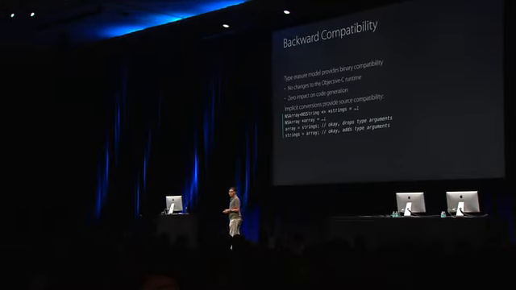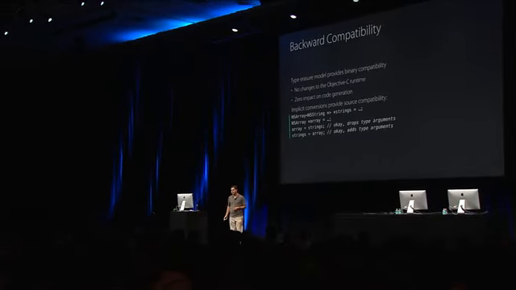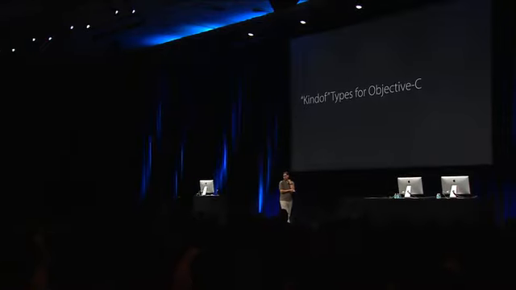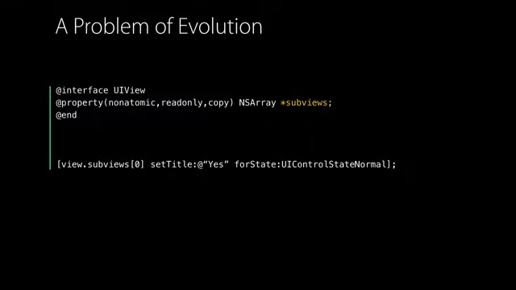All right, we have one last feature to talk about. This one's kind of cool. So kindof types actually came out of our work on lightweight generics. And so we started with, of course, using the untyped collection here for subviews. And there's code that may go grab a view and send some message to it. This code is fine. It works today.